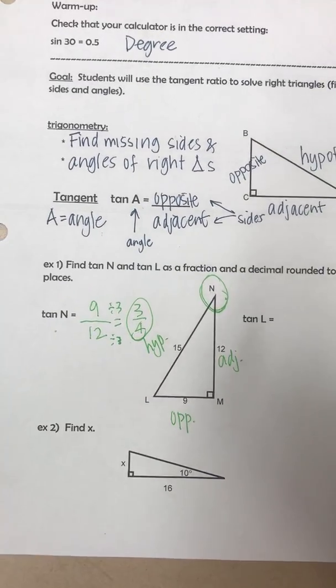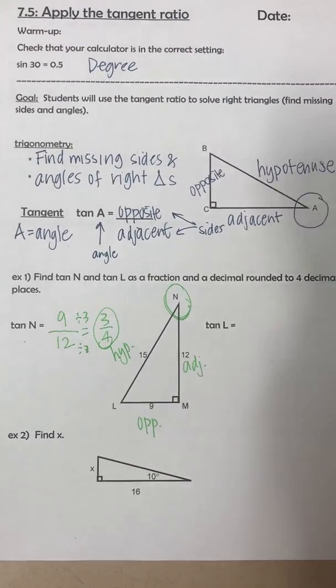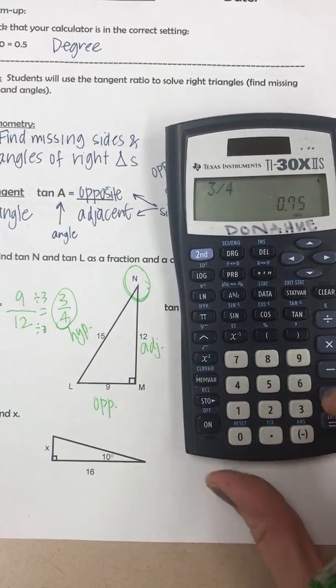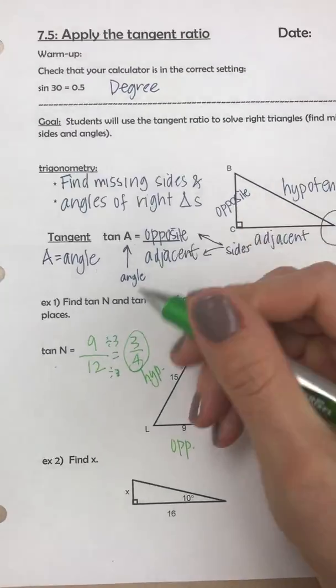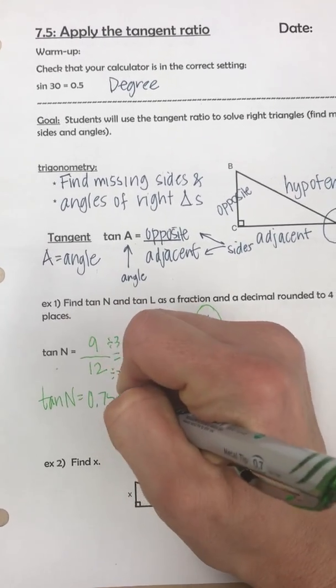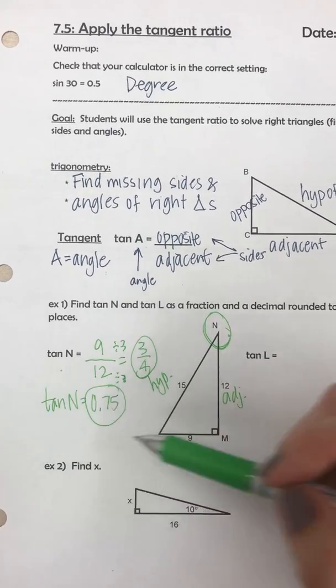Now they also want it as a decimal rounded to 4 decimal places. We won't have to worry about that, because if you divide 3 by 4 in your calculator, hopefully you don't have to do that, but if you do, 3 divided by 4 is 0.75. So the tangent of n is 0.75. So those are our two answers. They're the same value, talking about the tangent of n.